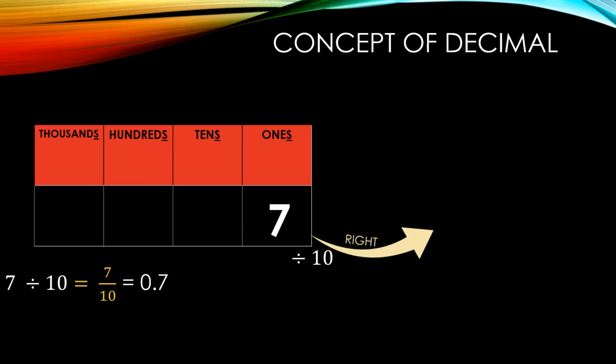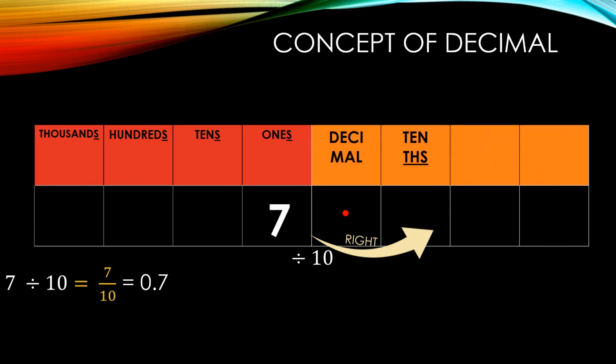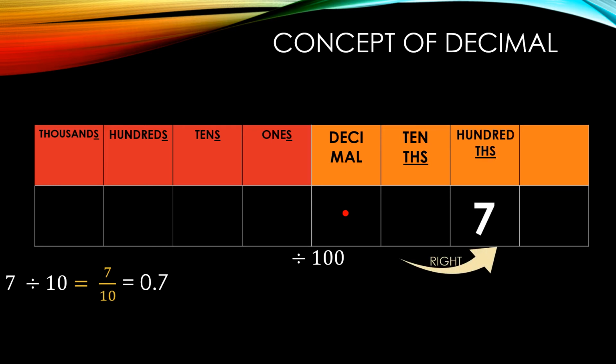7 will jump one more column to the right. So we add one more column called tenths in the place value chart. Then why is there a decimal point? Since 7 upon 10 is a fraction with a value less than 1, we separate it by a point called a decimal point. If we divide 7 by 100, we observe that 7 jumps one more column to the right. So we add one more column called hundredths in the place value chart, and we read it as 0.07.